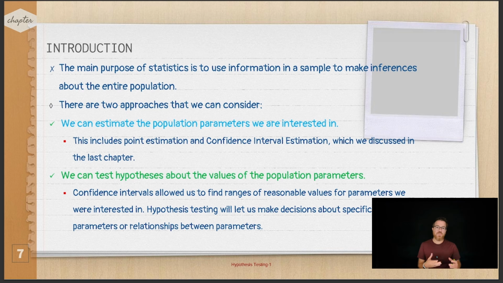This would be things like using point estimates like x bar in order to estimate what mu is, or confidence intervals in order to figure out some interval that we are somewhat confident the true value of the parameter falls within. The second method is we can test hypotheses about the values of those population parameters. So while confidence intervals allowed us to find ranges of reasonable values for the parameters, in this case we're more interested in letting us make decisions about specific values of those parameters or relationships between parameters.